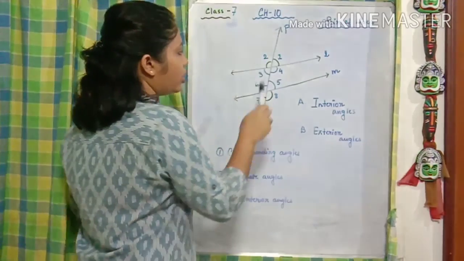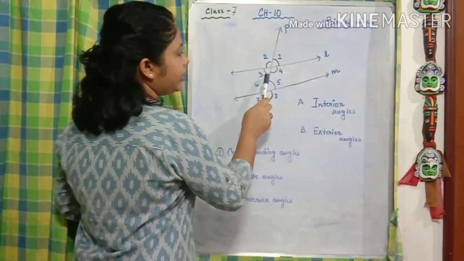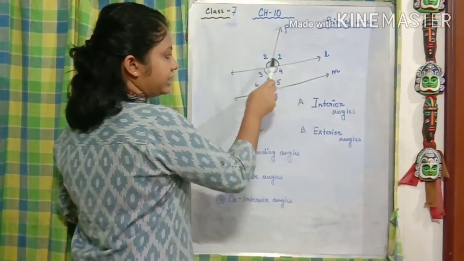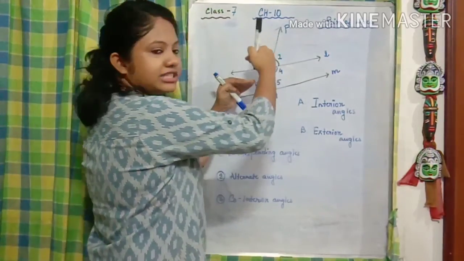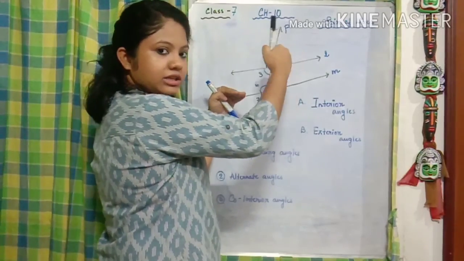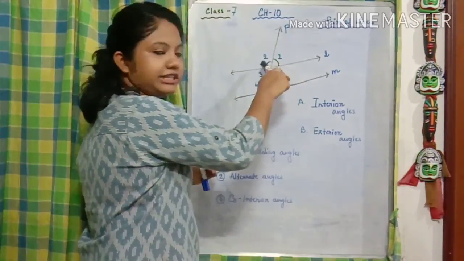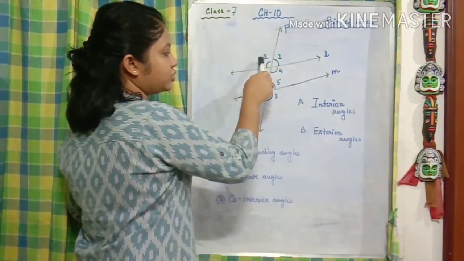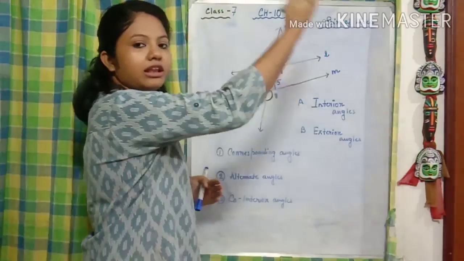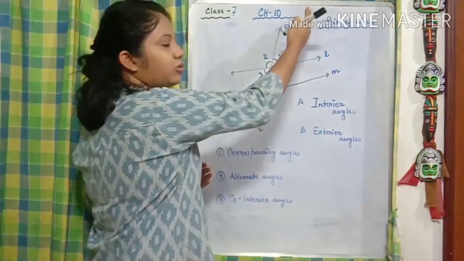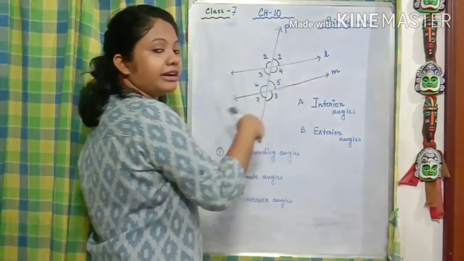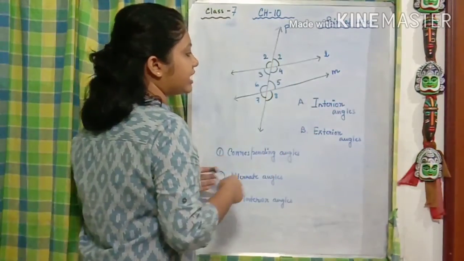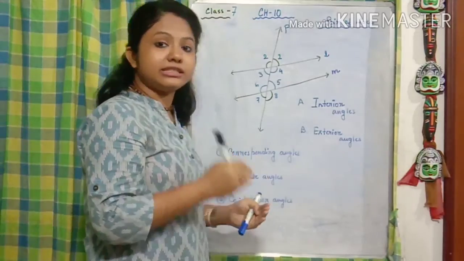Now look at this very carefully. Angles 3, 4, 5 and 6, these four angles, are residing between the two lines, so we can say they are interior, while the four other angles, that is 1, 2, 7, 8, are lying outside. They are exposed to the outer environment. So we can say they are exterior. That is how we understand which are the interior angles and which are the exterior angles.